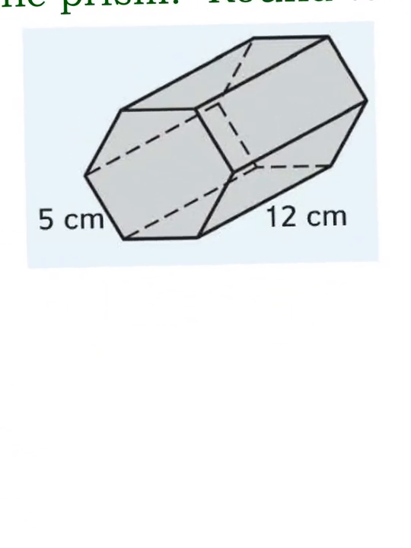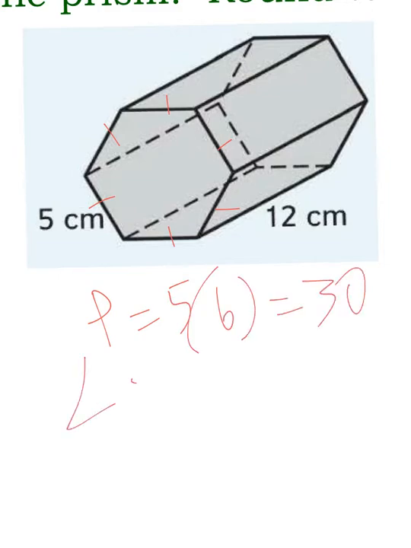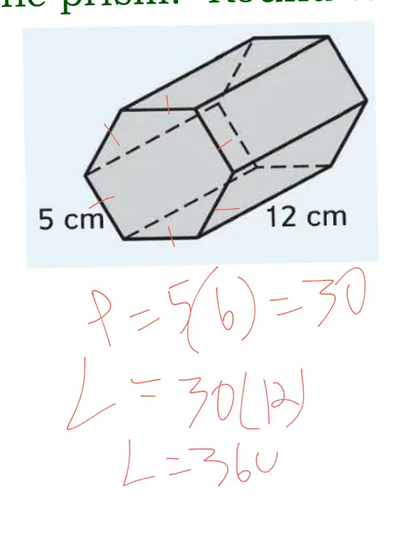First step I'm going to do is my perimeter. Like I said before, this is 6 sides. So perimeter is 5 times 6, which is 30. And so my lateral area is just 30 times 12, which is 360 centimeters squared.